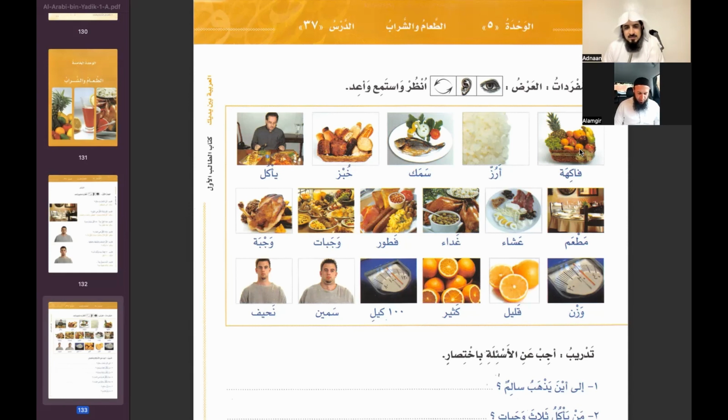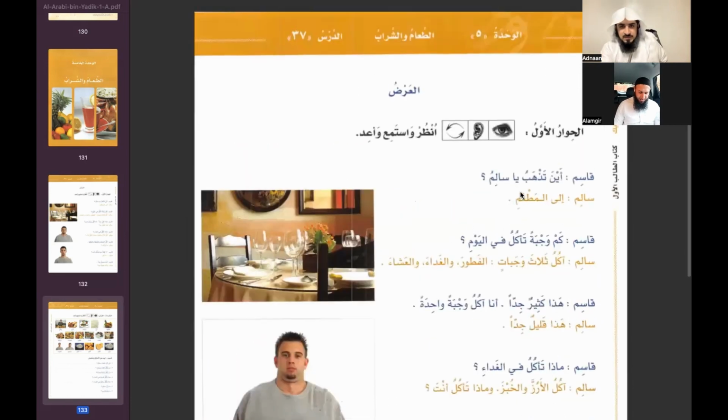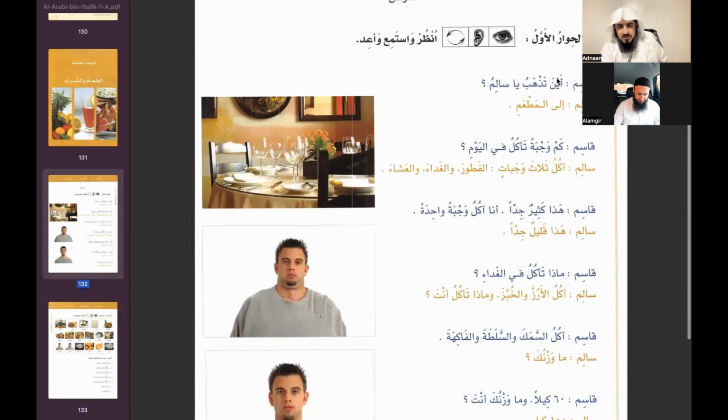Samin, I don't know what it means. So look at the next one, Nahif, and try to guess. A person with weight, you know, fat. Samin means fat. Nahif means thin. Right. So now read the whole role play while you translate it sentence by sentence.